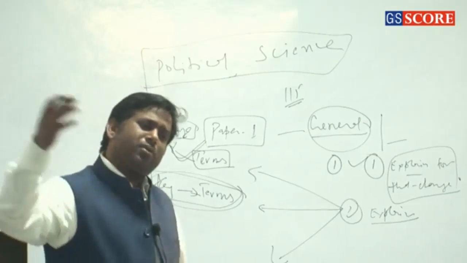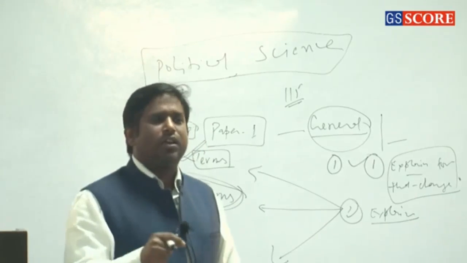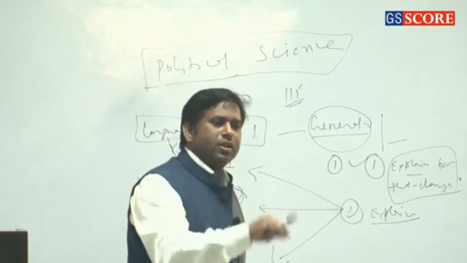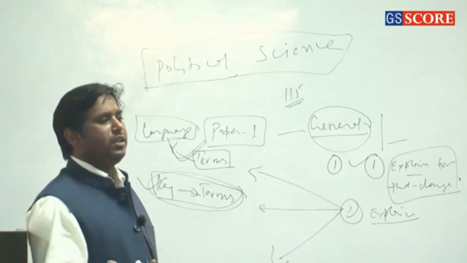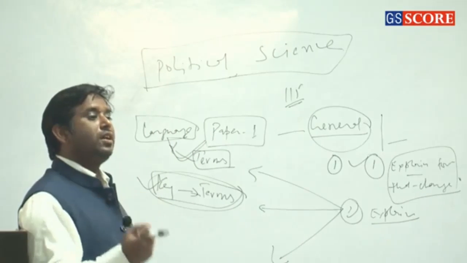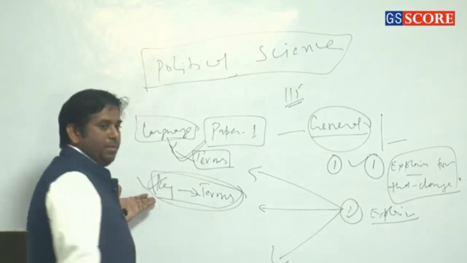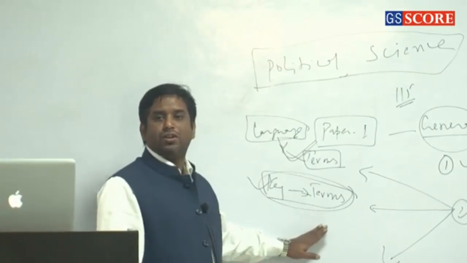For example, suppose we are explaining Rawls' idea of justice. Without talking about primary goods, without talking about the veil of ignorance, without talking about the original position, without talking about lexical priority, the theory has no meaning. These are the technical words to explain the theory. So this you have to do. Explaining the concept with the key terms, only then will it ensure your marks.